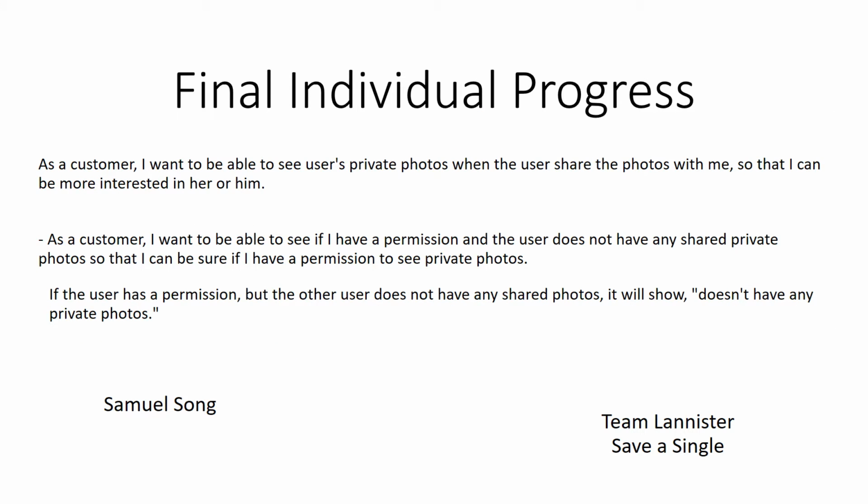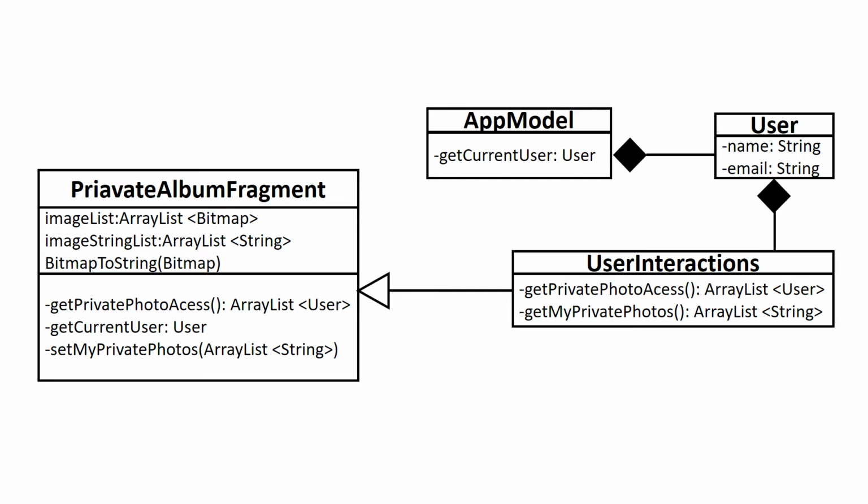Next, child user story. As a customer, I want to be able to see if I have permission and the user does not have any shared private photos so that I can be sure I have permission to see private photos. So in the private album fragment, it is similar to the previous one. It'll get the selected user's access list using getPrivatePhotoAccess. The user who tries to access will be in the array list, and it'll check if the selected user has any private photos. If there are none, it will show the message.